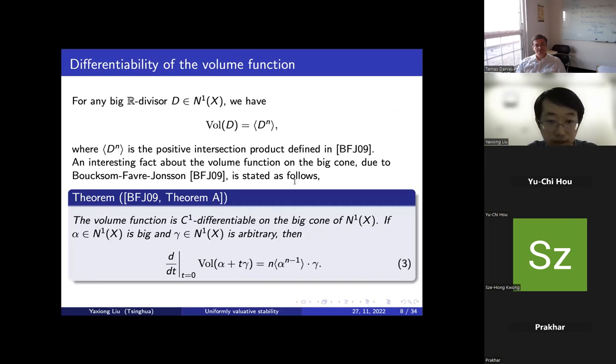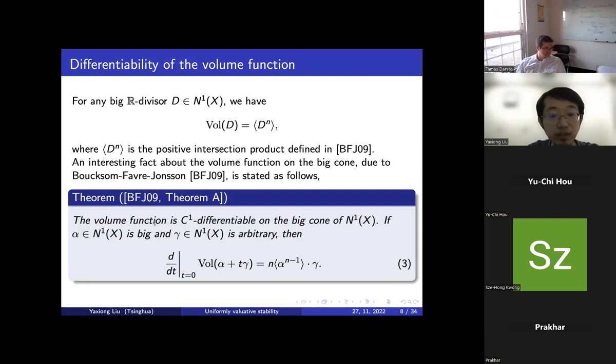So for nef divisors, we know the volume of the divisor is its self-intersection, but for big divisors, it does not hold. To compute the volume of a big divisor, Boucksom, Favre, and Jonsson introduced a product, the so-called positive intersection product, such that the volume of the big divisor equals the self positive intersection product. I do not want to introduce the explicit definition of this product, but an interesting fact due to the same paper is the following.